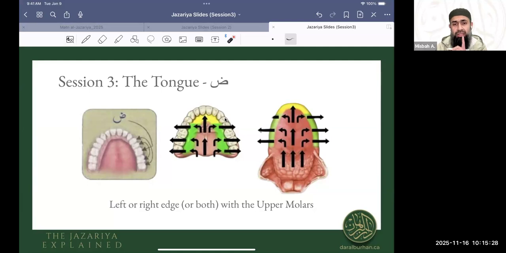Da. This is dad produced with pressure from the front only. Da. Da. Listen to this. Okay? Da. As opposed to da. Da. The pressure is on the side now. The side of my mouth. The tongue. The side of the tongue. A lot of people, especially from the non-Arabs, cannot produce dad properly.